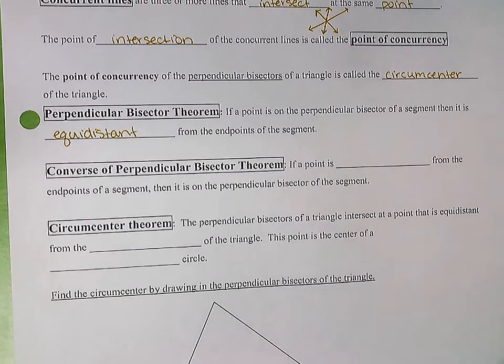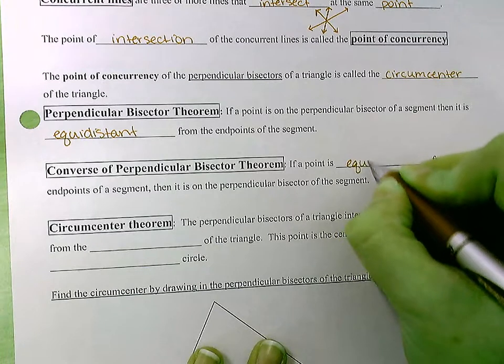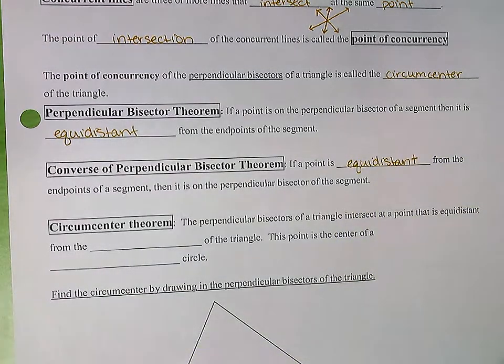The converse of that, so again, converse meaning backward. If a point is equidistant from the endpoints of a segment, then it has to be on that perpendicular bisector. So it's just the backwards of that first theorem that we went through. And equidistant meaning the same distance.